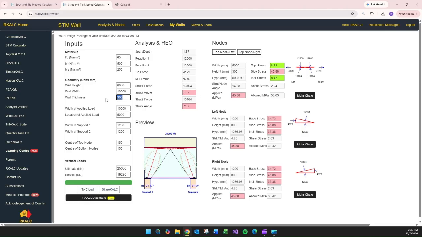So here, what I'm gonna do, I'm increasing the wall thickness to 350. See what's happening there. The strut angle is 71.1. So it shows being red. So I would reduce, let's say 5,800, and then check. You're still not really good. So it's now reducing to 70.8.